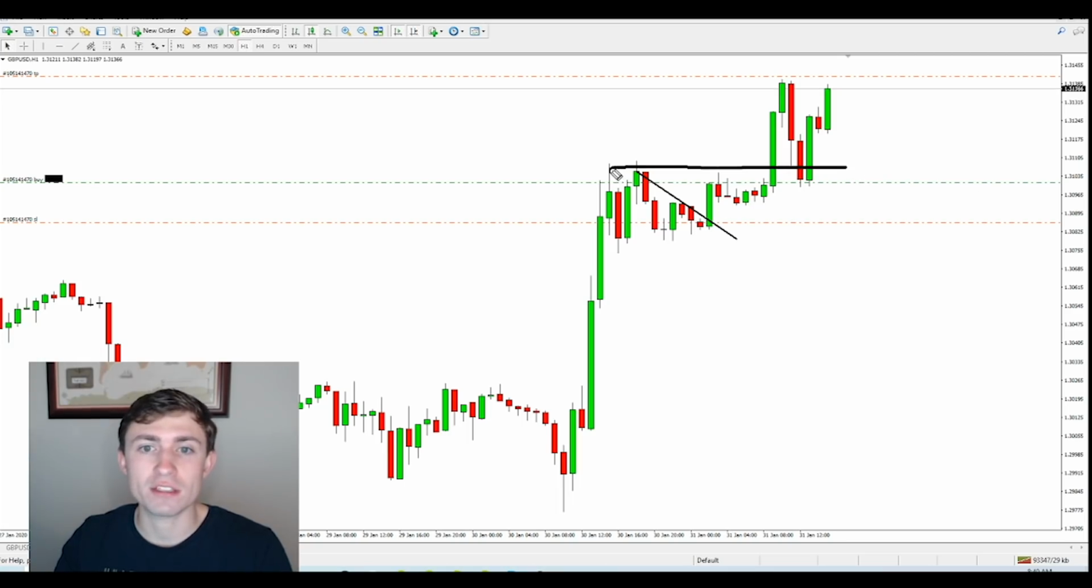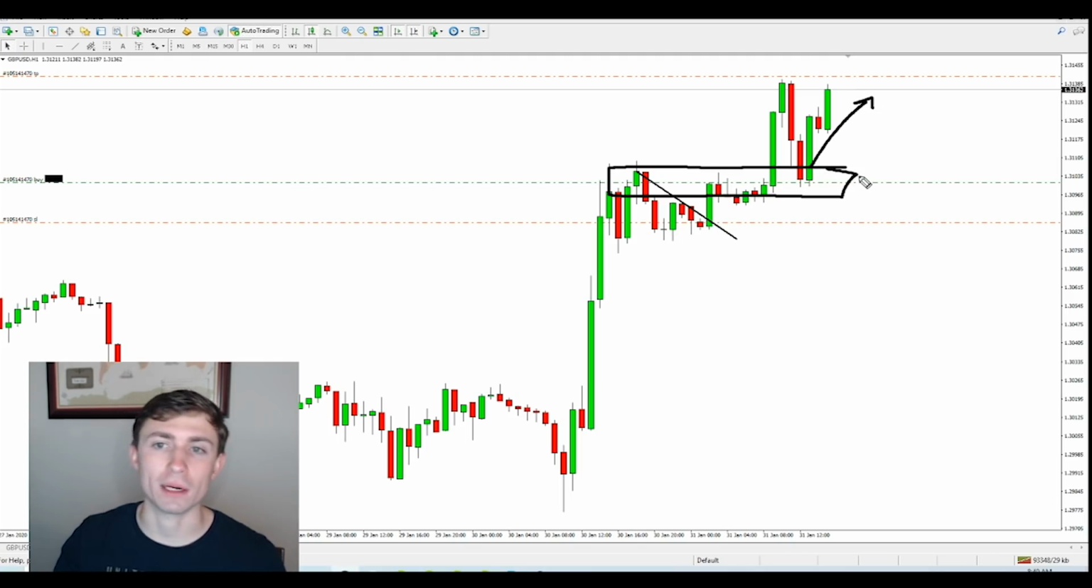So again, looking for this support level, which I'm pretty happy to see has held very nicely, looking for that to catch the next rally and push pound pairs a little bit further here on the 1 hour chart. Again, this is a trade that I sent out to VIP members.